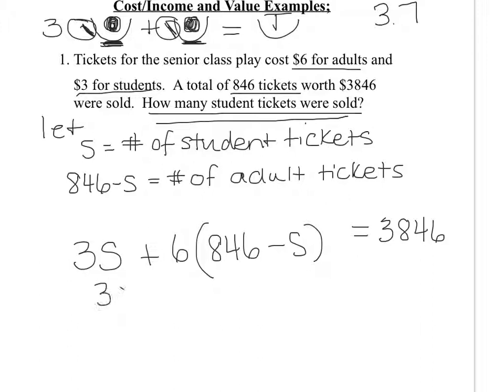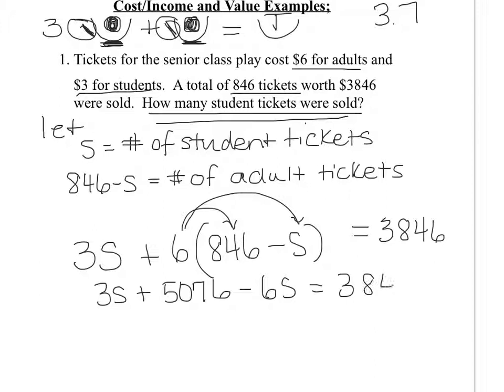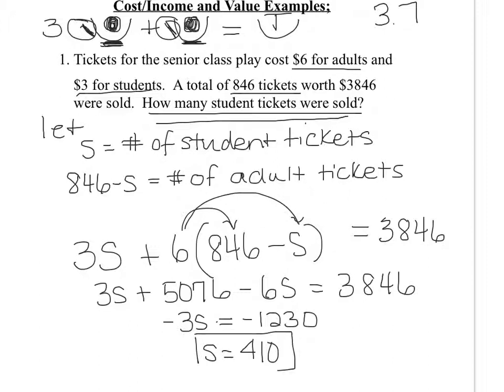All right, now we simplify. So we get 3S plus, we multiply the 6 to the 846 and to the S, so we get 5,076 minus 6S equals 3,846. We combine like terms, and we get negative 3S, and I'm going to bring the 5,076 to the other side, and I get negative 1230. So then I divide by 3 on both sides, and I get S equals 410. So right off the bat, I'm getting my answer, because that's the only question that's being asked of me. How many student tickets were sold? So there were 410 student tickets sold.